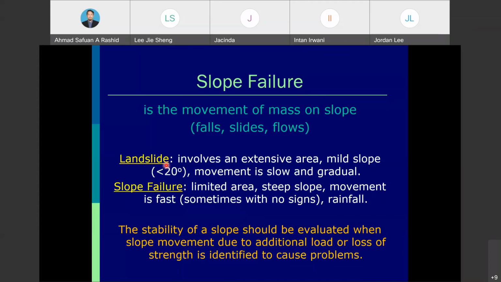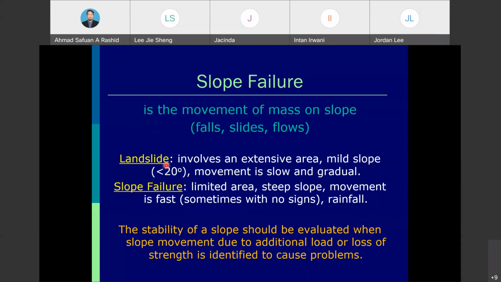The stability of a slope should be evaluated when slope movement due to additional load or loss of strength is identified to cause problems. The way we evaluate it, normally as an engineer, we use the term factor of safety, where we need to find the driving force and also the resisting force. All of this calculation is based on the soil property itself. If we want to make a very thorough analysis, maybe we need to include the rainfall intensity in the study.